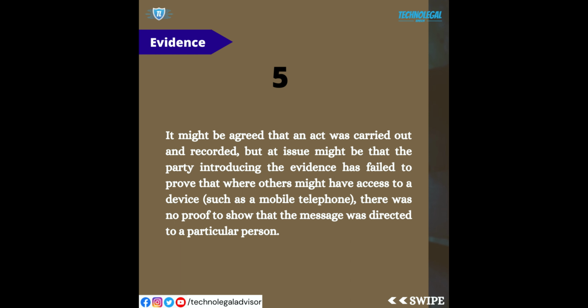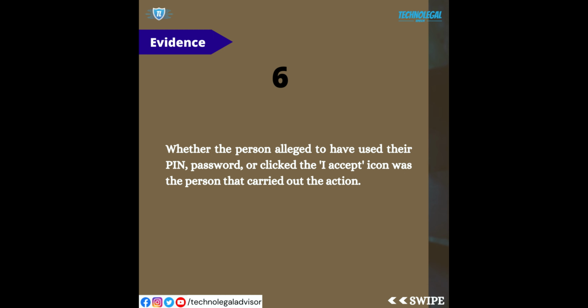5. It might be agreed that an act was carried out and recorded, but at issue might be that the party introducing the evidence has failed to prove that, where others might have access to a device, such as a mobile telephone, there was no proof to show that the message was directed to a particular person. 6. Whether the person alleged to have used their PIN, password, or clicked the I accept icon was the person that actually carried out the action.